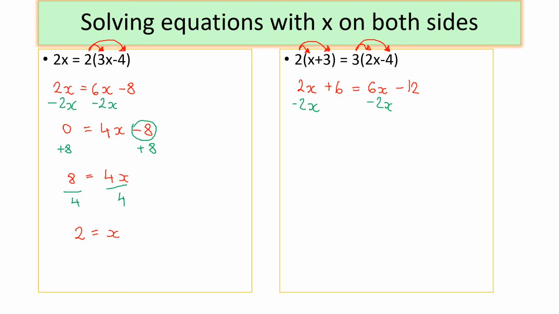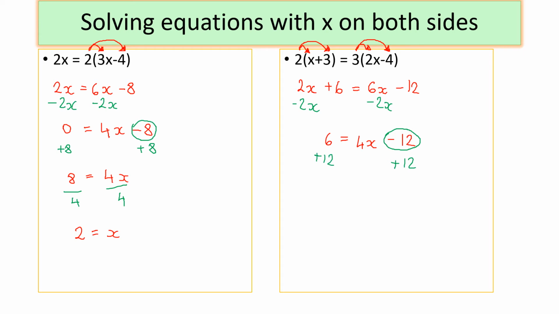Okay, so now on the left side, I've got only 6 left. Now 6x take away 2x is 4x, take away 12. Now I don't want this number here, because I want to have only unknowns on the right hand side. So all the numbers need to be on the left side. So I want to get rid of the negative 12. So I'm going to add 12 to both sides, because remember, you need to do the opposite.